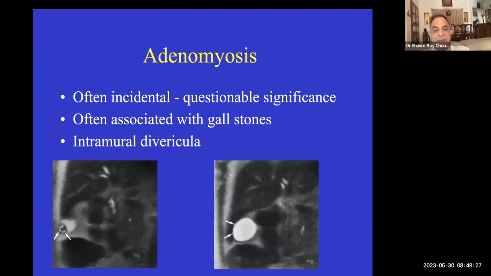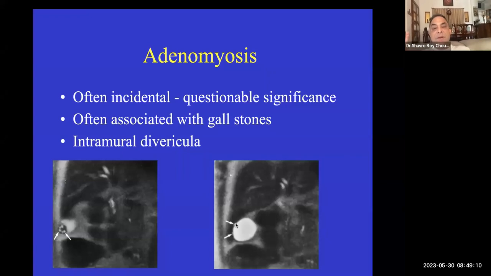Some other side-by-side conditions. Adenomyosis of the gallbladder is not uncommon at all, often incidental, and can be associated with gallstones. Adenomyosis is the presence of secretory glands within the wall of a structure like the gallbladder or the uterus. So they appear as little tiny T2 hyperintense projections from the lumen of the gallbladder. Questionable significance unless they are associated with gallstones.